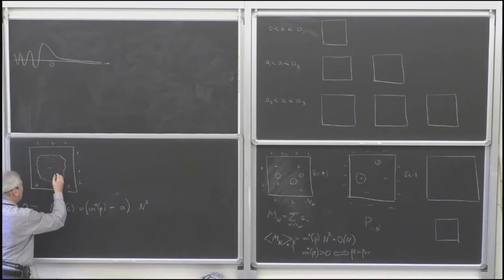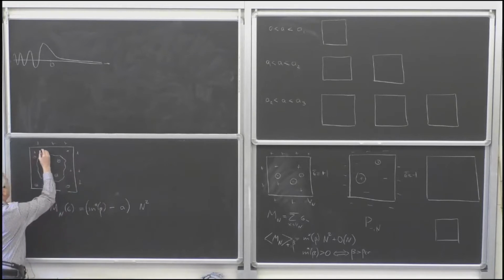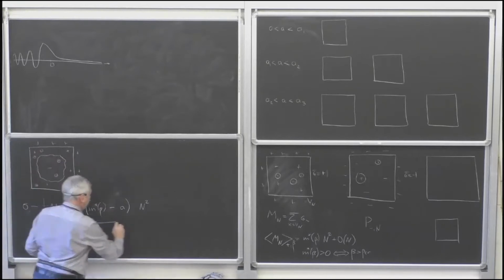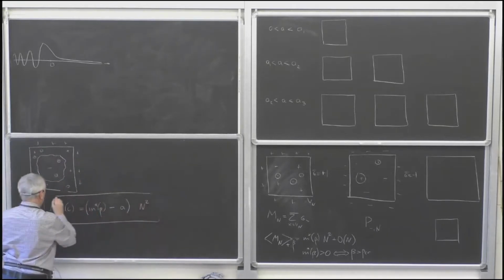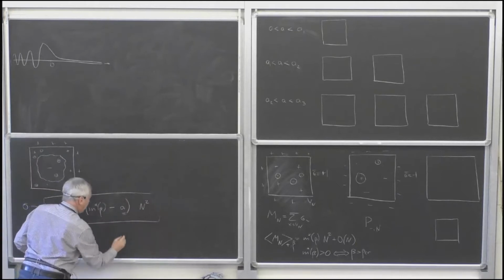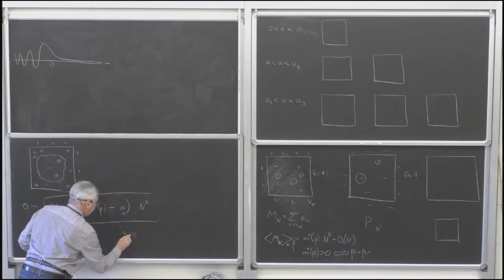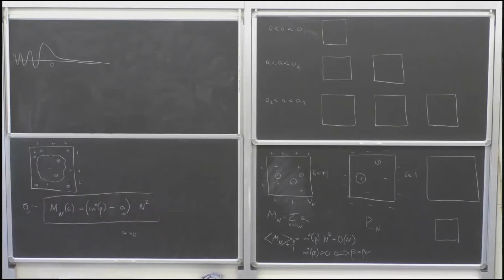Inside it looks like a minus phase with small islands of pluses. And outside we see a plus phase with small islands of minuses. So by putting such a constraint with this A positive, we force a droplet of the minus phase inside our box.